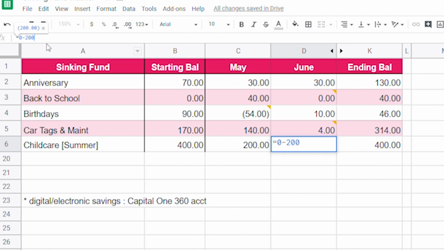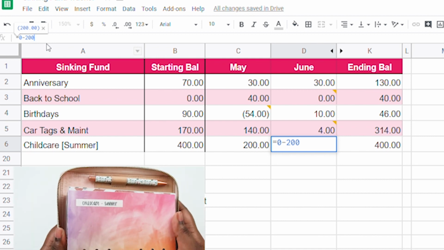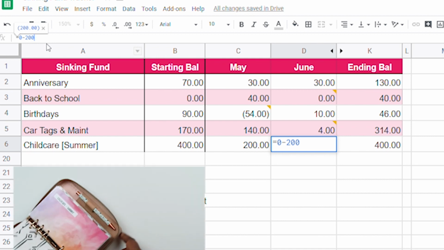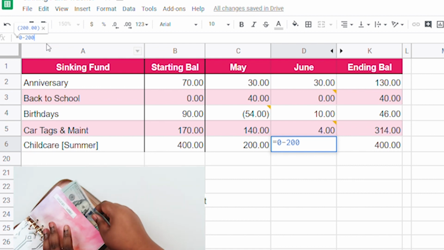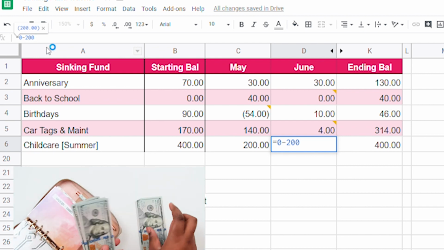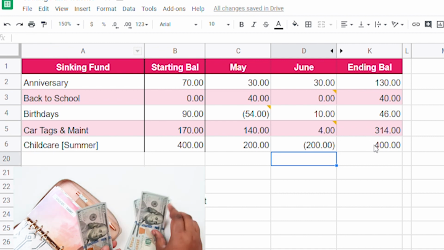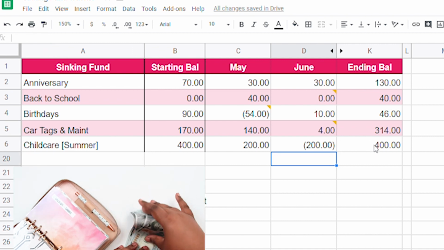I'm using this particular sinking fund to supplement what I'm putting in from my regular paycheck for childcare. Since I was able to save up for about 4 months or so before summer school hit, I'm using this to supplement what I'm putting in from my regular paycheck. So there'll be no activity for money going in, only money coming out for June, July, and part of August. So we have $200 coming out for June, and that leaves me with $400.